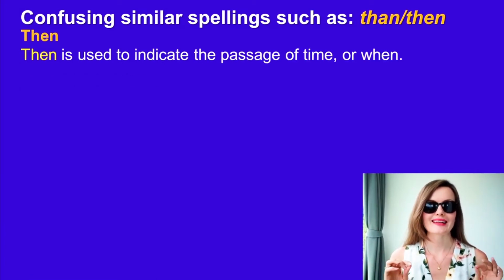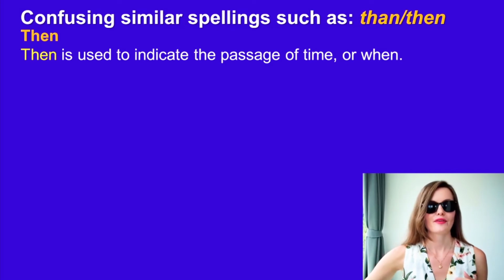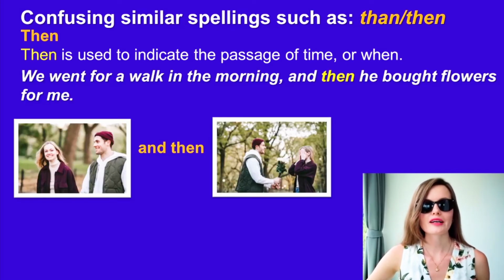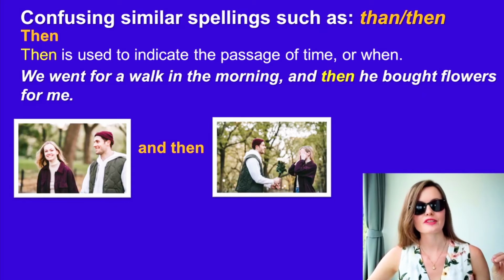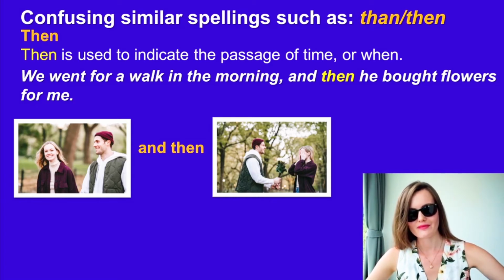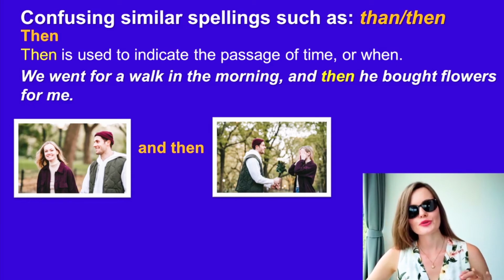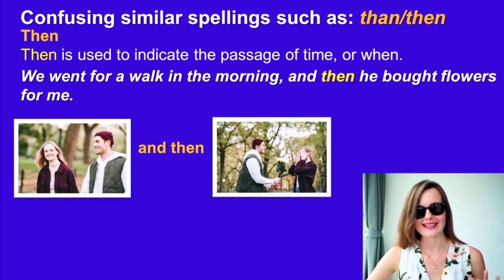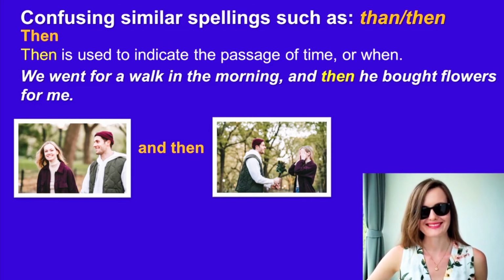The other word, then, which is spelled with an E, is used to indicate the passage of time or when. For example, we went for a walk in the morning and then he bought flowers for me. So first they went for a walk in the morning and then he bought flowers for me. So when you want to indicate the passage of time, when it happened, you use the word then with an E. Then, and then he bought flowers for me.